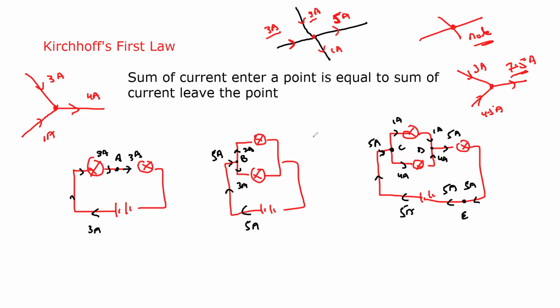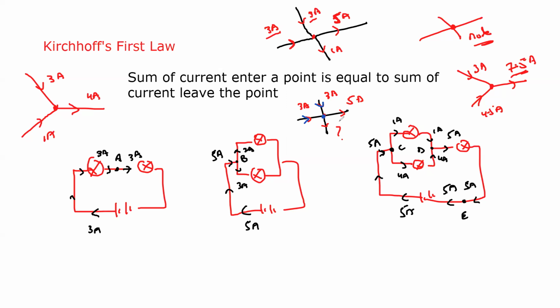So if we have 4 wires, and we have, say, 3 ampere, 3 ampere, 5 ampere. How much current is this? What we do is check the total current which enters. How much current enters the circuit? The 3 ampere and 3 ampere. So the total current which enters the point is 6 ampere.